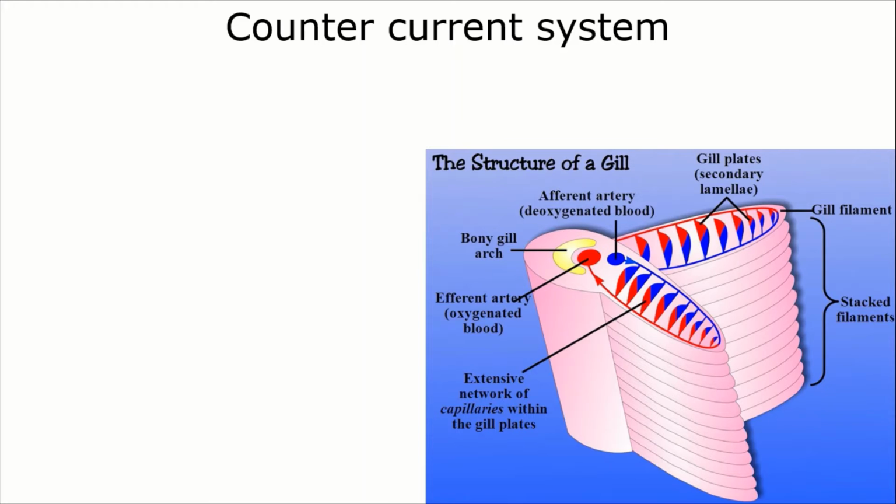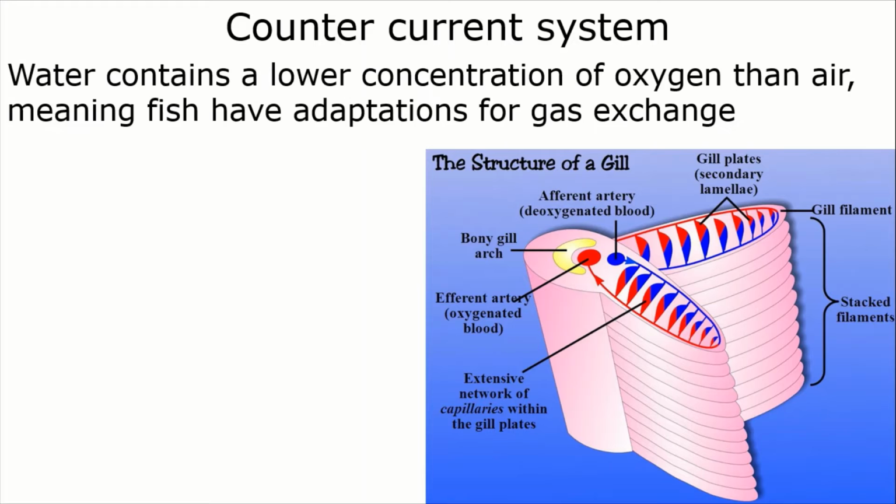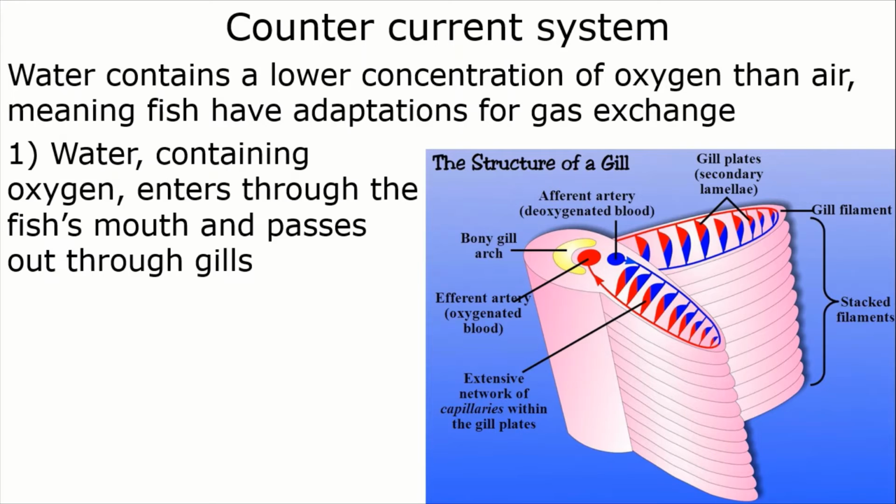And sticking up from the gill filaments, we've got gill plates, which also increase the surface area, but we'll go more into that in a second. So water has a much lower concentration of oxygen than air does. So for fish, they need to have special adaptations for this.